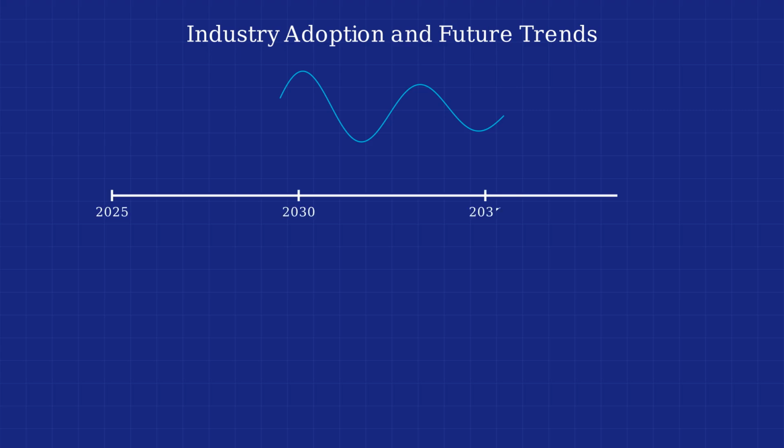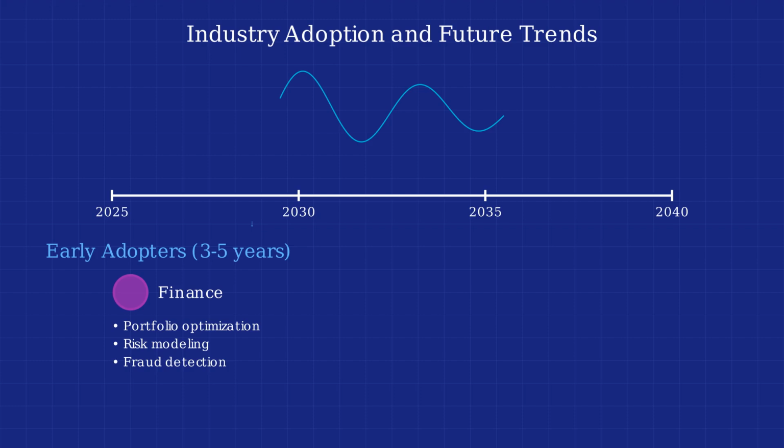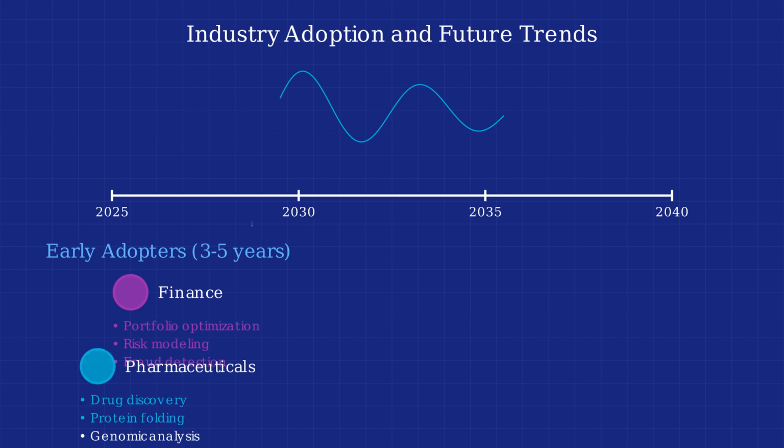Industry adoption of quantum computing will unfold over the coming decades, with different sectors adopting at different rates. Finance and pharmaceutical industries are positioned to be early adopters, likely within the next 3 to 5 years. Financial institutions will use quantum algorithms for portfolio optimization, risk modeling, and detecting sophisticated fraud patterns. The pharmaceutical industry will leverage quantum computing for accelerating drug discovery, analyzing complex protein folding, and genomic sequencing.